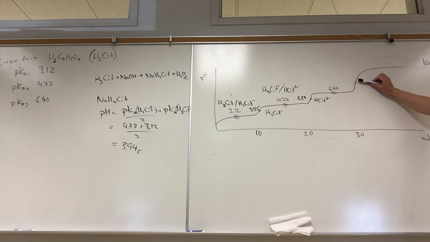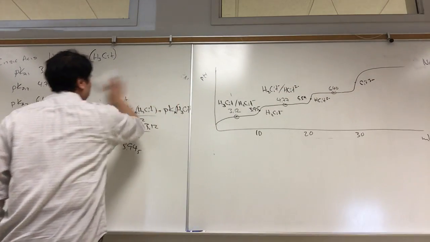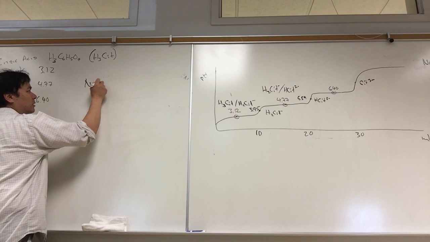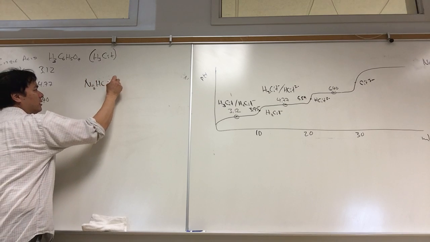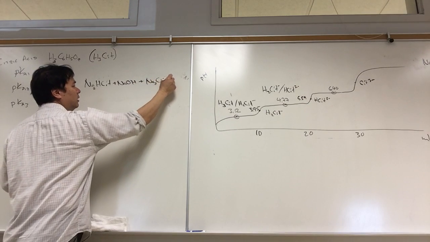I don't know where this is here, but this would be at the third equivalence point. At the third equivalence point, what are we left with? Well, we've neutralized all the protons, and we're going to be left with a citrate solution, sodium citrate. At the third equivalence point, we'll neutralize the last remaining proton. And so we'll take our sodium monohydrogen citrate with sodium hydroxide. This is going to give us sodium citrate and water.